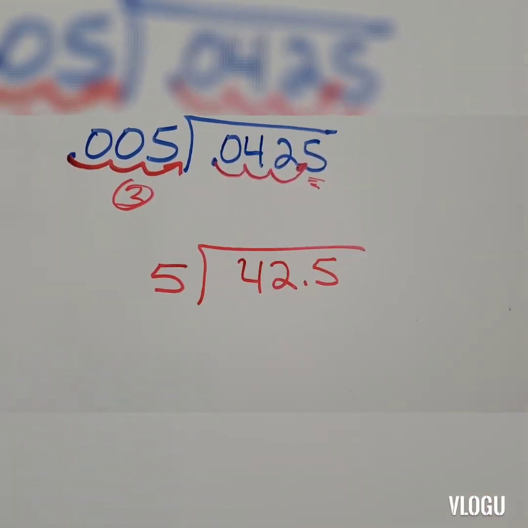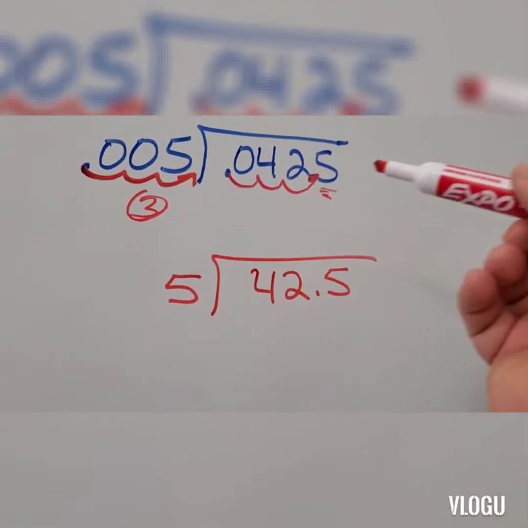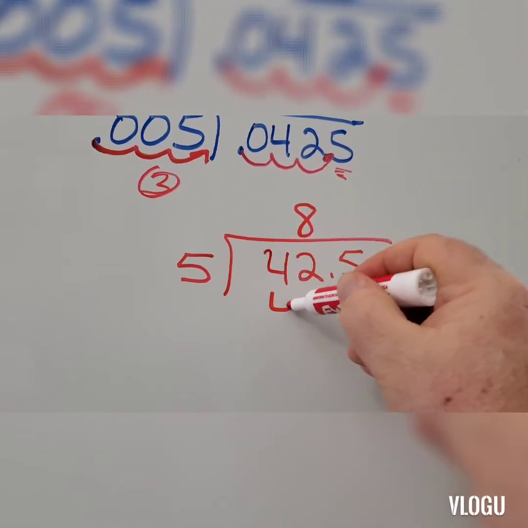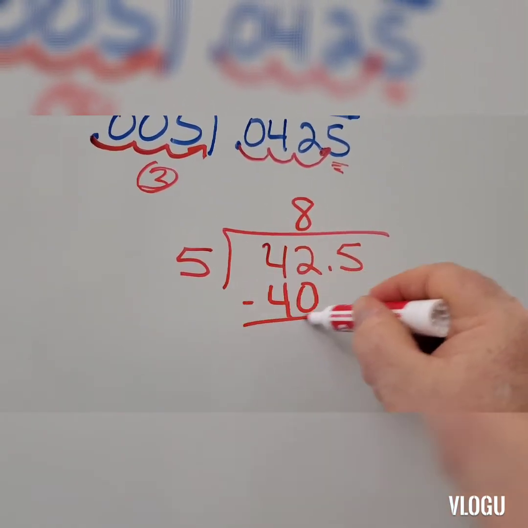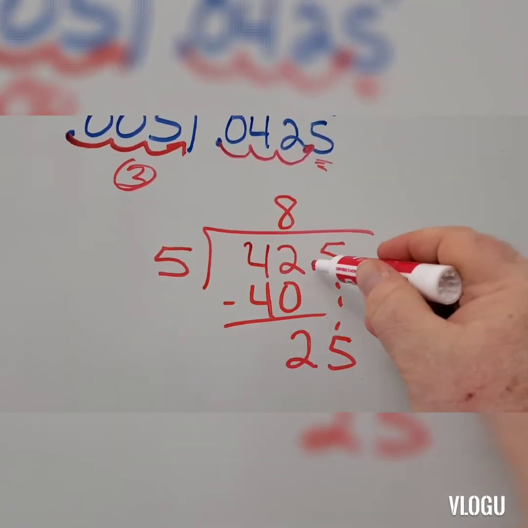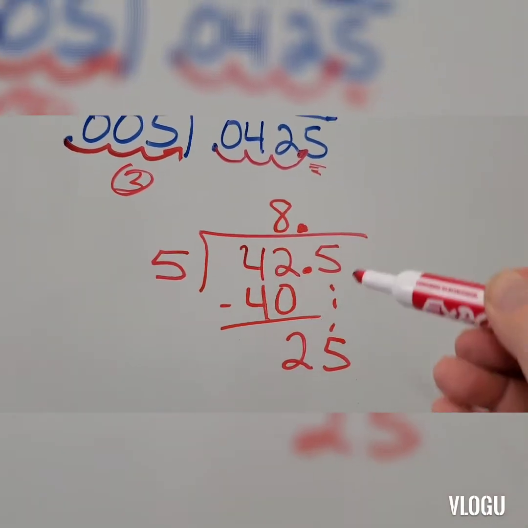I'm going to do my math normally. Now that I have a whole number for my divisor, I'm going to do it like normal. 8, and we've been doing this a few times now. I have to remember that my decimal here comes straight up into my answer.